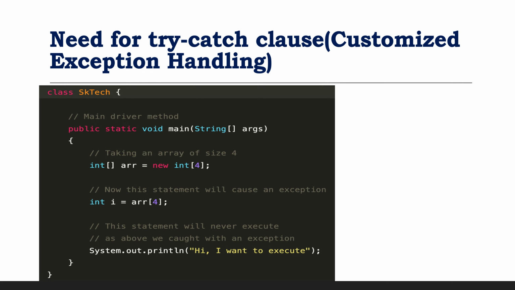We have already seen this, right? Let's say another program like this. Let's say we have written an array with a size of 4. It means it can hold 4 elements, right? And we already know that array indexing starts from 0, so it can store elements from index 0 to index 3. And let's say we are trying to access the fourth index, meaning array of 4.